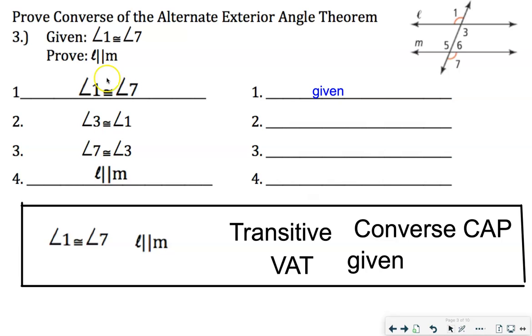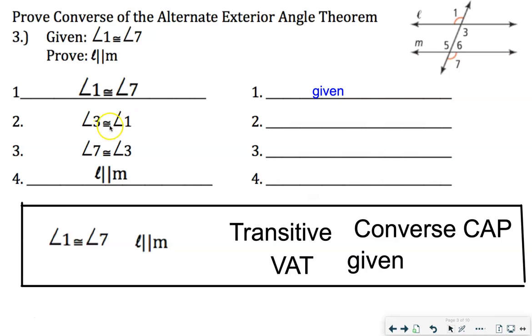They should be automatic. So 1 is congruent to 7, that's given. It's in the picture, they're marked congruent, and it's up here. The first reason's always given. We know we have to end with the lines being parallel because that's what we're trying to prove. So there's only 6 blanks on this one. You should never get less than 3 out of 6 in that situation.